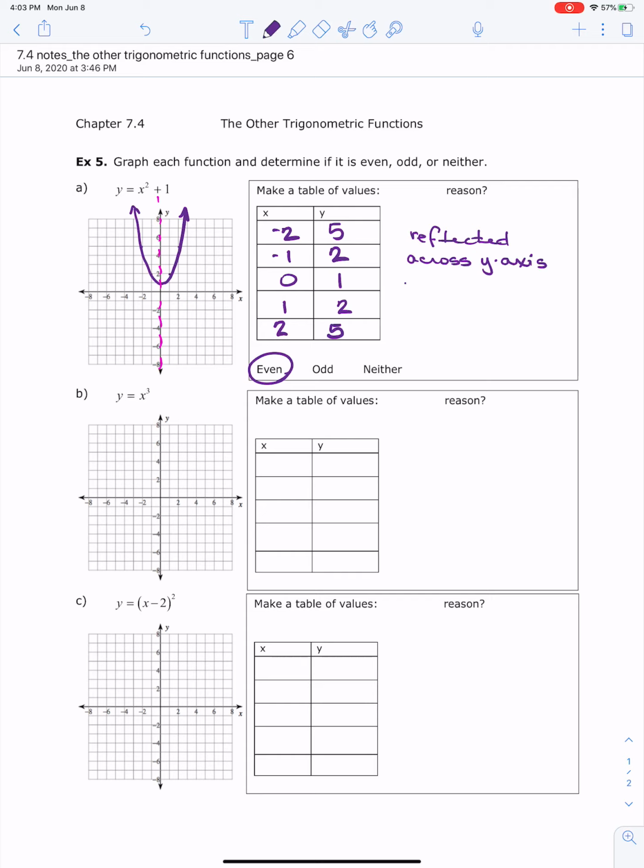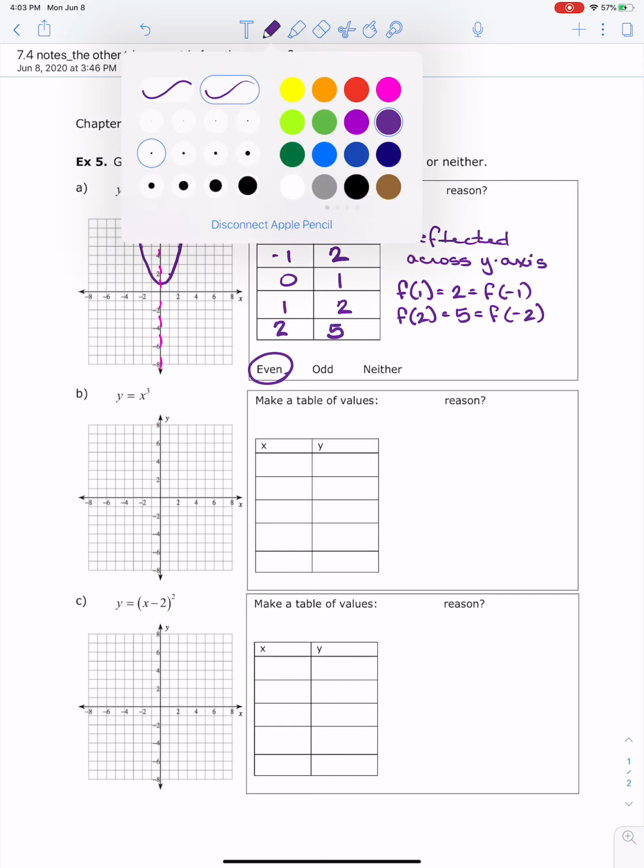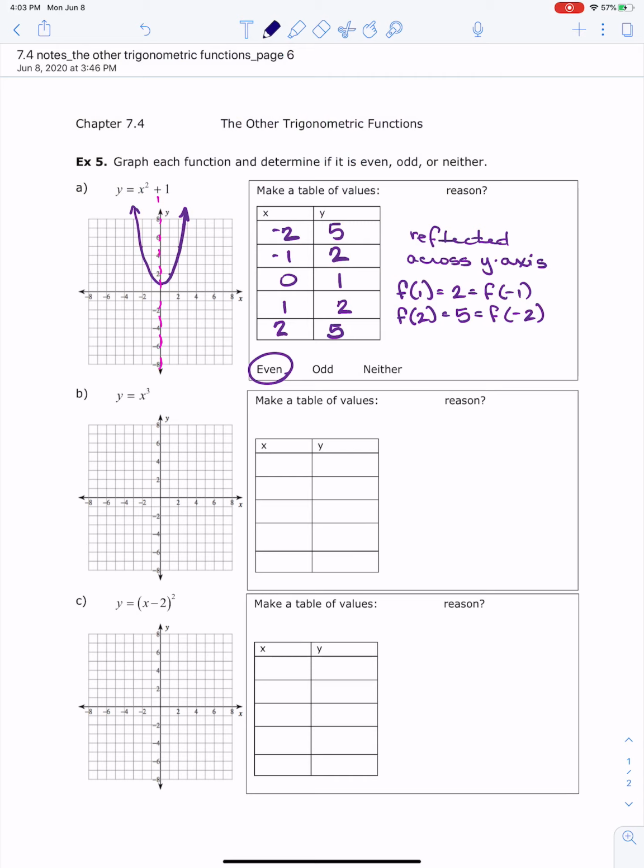Or we can look at values. f of 1 is 2, which is the exact same as f of -1. f of 2 is 5, which is the exact same as f of -2. That makes this function even. You got to be careful. Sometimes you can pick that one number that's going to be the same for the positive and the negative, but it's got to be the same for any x we choose.